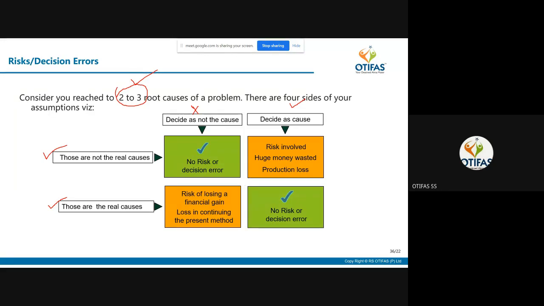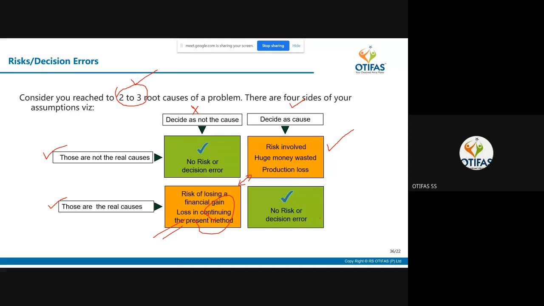Now tell me, out of these two risks, which risk will you consider more? Which risk will you consider? Decide not to act knowing the real cause. This one? You mean to say this one? Yes. Okay. Now, this is more risky.